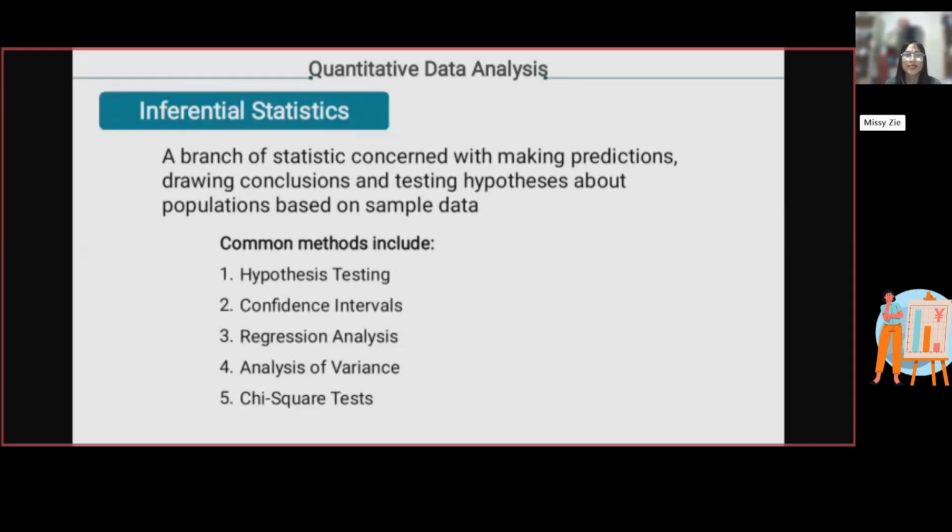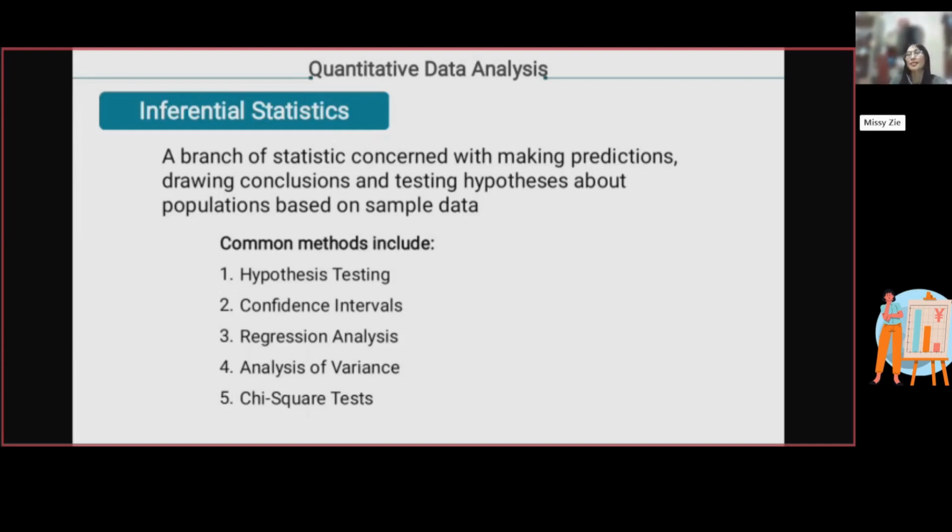Okay, the second one is the inferential statistics. Inferential statistics is the branch of statistics concerned with making predictions, drawing conclusions, and testing hypotheses about a population based on sample data. The common methods included in inferential statistics: first is the hypothesis testing. The second one is the confidence intervals. The third one is the regression analysis. The fourth one, analysis of variance. And the last one is the chi-square test.